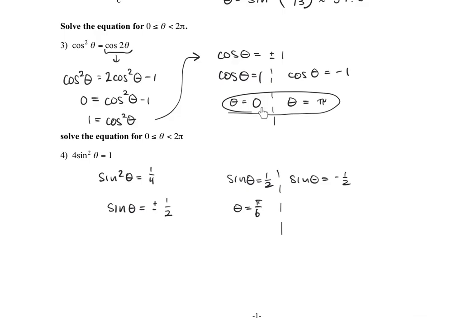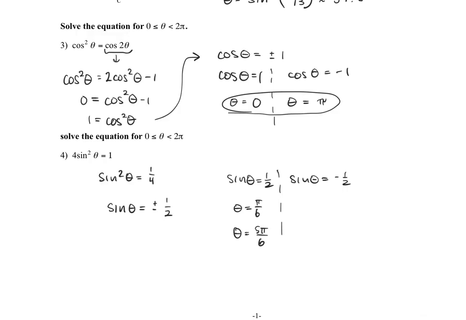Now, technically I should have done it here as well. The general solutions are, for example, pi over 6 plus 2 pi k. Remember, that's what we talked about in class. However, since we're restricted and we want the solutions to be between 0 and 2 pi, if I add 2 pi onto pi 6 or add 2 pi onto 0 or pi, we're going to be outside of that interval. So I'm going to skip the general solutions and just write the particular solutions that are in that interval. This also occurs when theta is equal to 5 pi over 6.